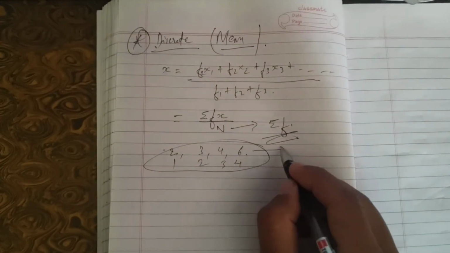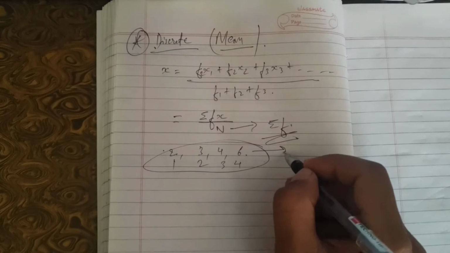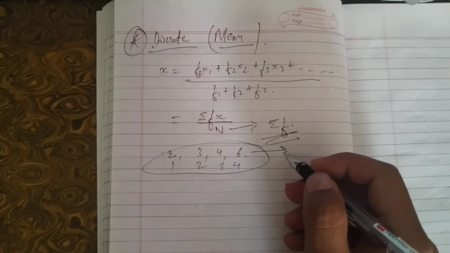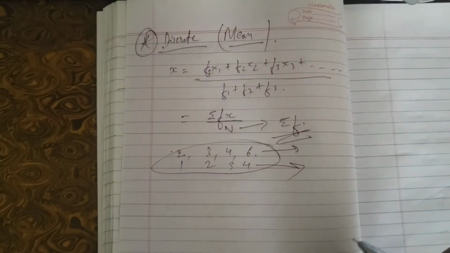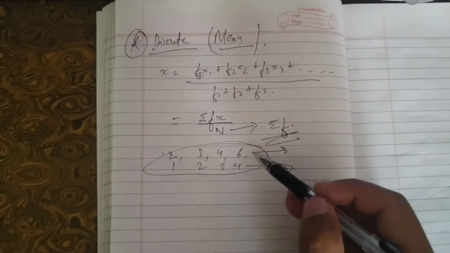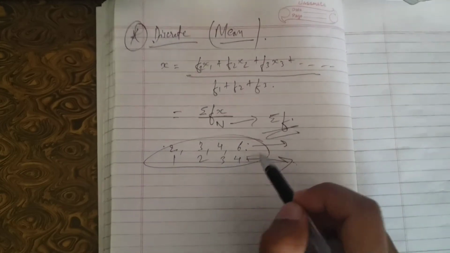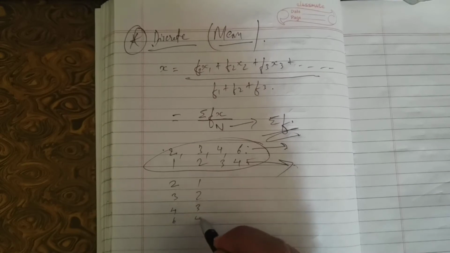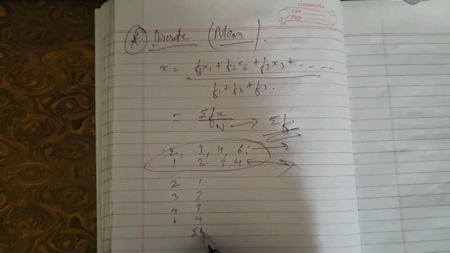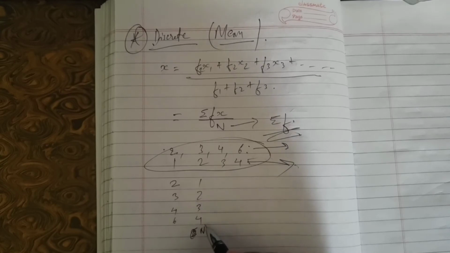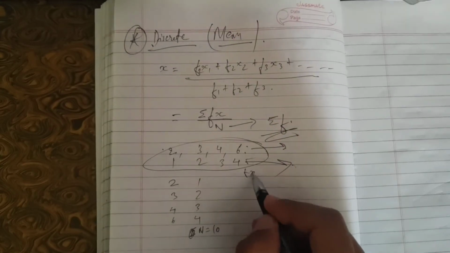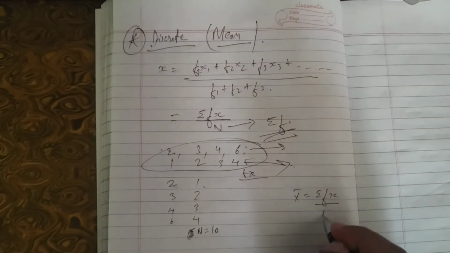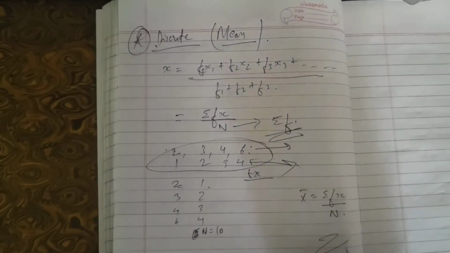So the first will be the numerical value of the observation, and the second the frequency of it being repeated. So what you will do is multiply this and this. You will be writing 2 3 4 6 and 1 2 3 4, and then you add up the frequencies. This will be your n, and when you add it up it will be 10. Then you multiply this into this, and x bar will be summation fx divided by n. Okay, so this is pretty easy, right?